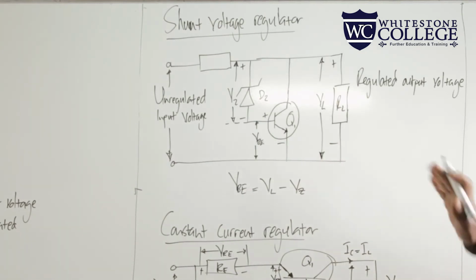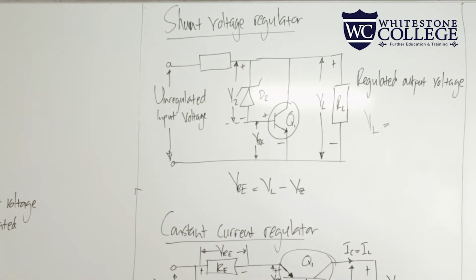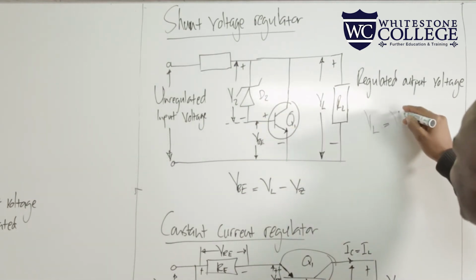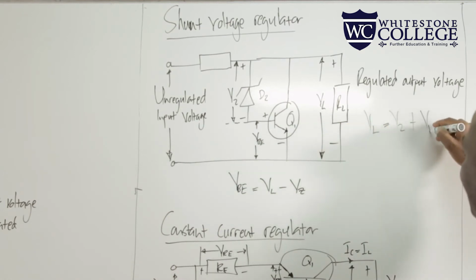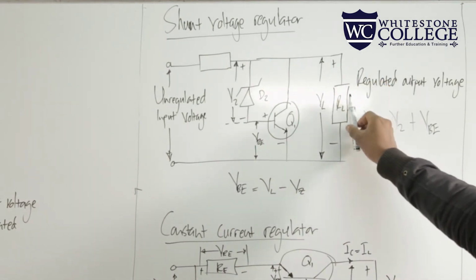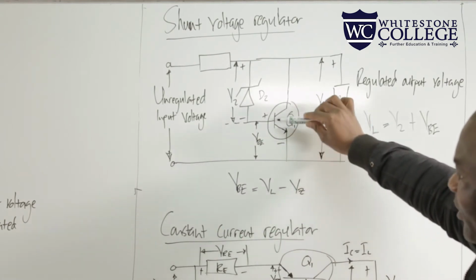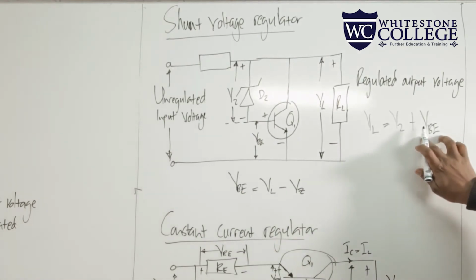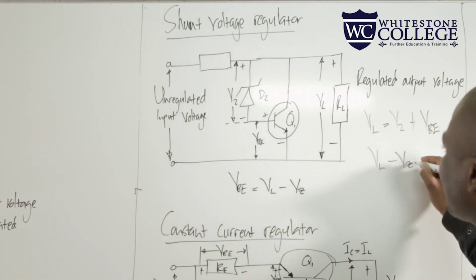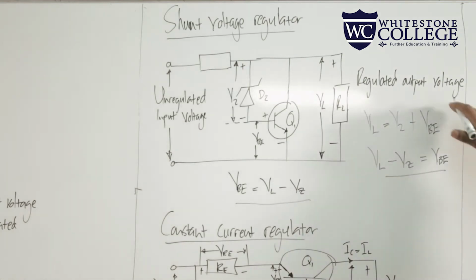So remember, voltage in parallel is the same. So the voltage across our load, which is VL, is equal to the voltage across our Zener diode, which is VZ, plus VBE. Are we together? So if we make VBE the subject of the formula, that means if we take VZ to this side, it will be VL minus VZ is equal to VBE, which is the same as this equation.